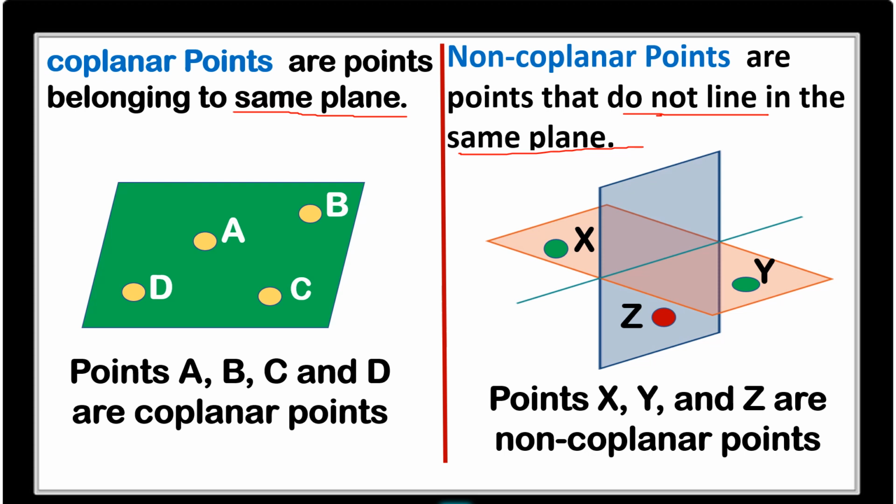Ulitin ko, pag ang points ay nasa loob ng isang plane, ang tawag natin sa kanila coplanar points. Pag ang points naman ay nasa magkaibang plane, ang tawag po natin sa kanila is non-coplanar, or points that do not lie in the same plane.